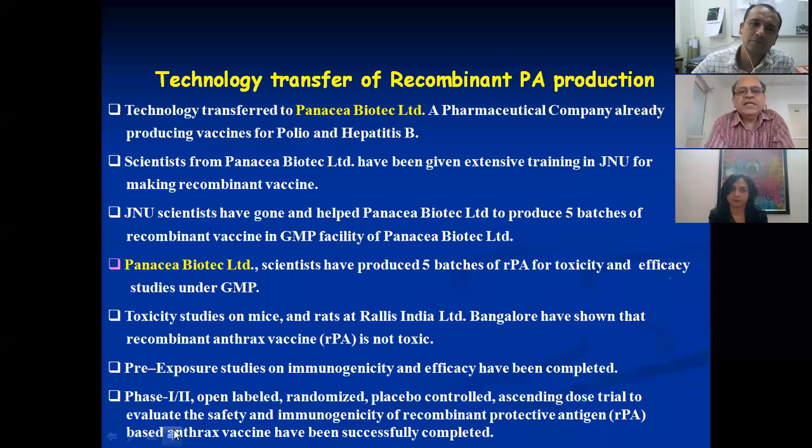So I think this is what I was telling. The technology was transferred to the company. The scientists from the company came for training. And then our students went to produce this product in their company. The scientists made 5 batches and the toxicity studies were done to convince the Drug Controller of India that human clinical trials can be done safely. And then phase 1, phase 2 trials have been completed and the company is putting the data together to do the phase 3 clinical trials.